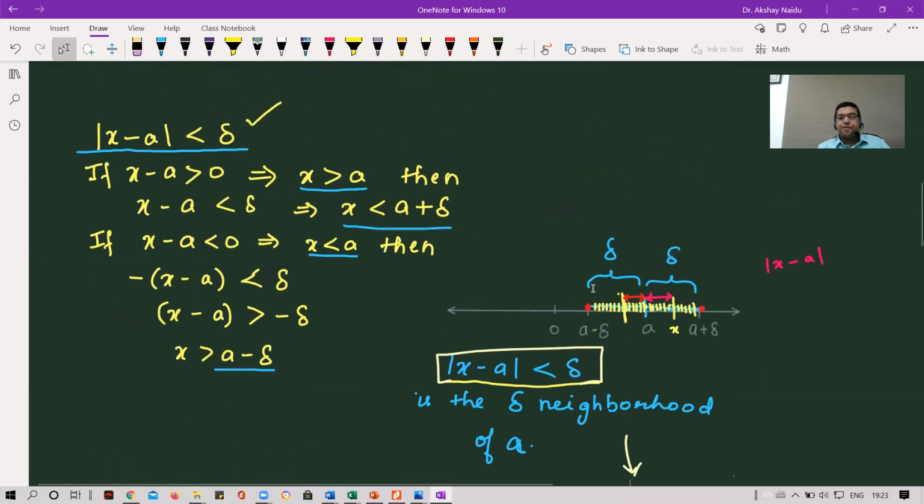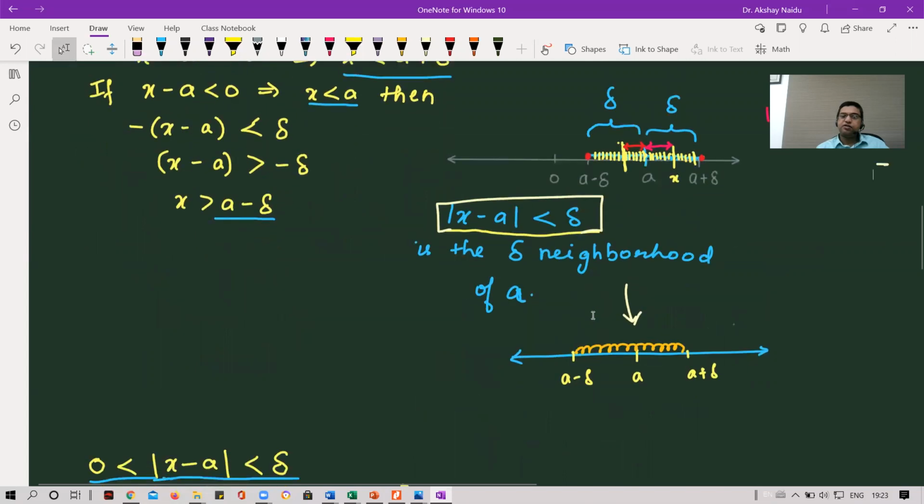Now, if you do greater than, that means distance of x from A is greater than delta. That means it refers to all the values of x outside of this interval, A minus delta to A plus delta. So this A minus delta to A plus delta is called the neighborhood of A.